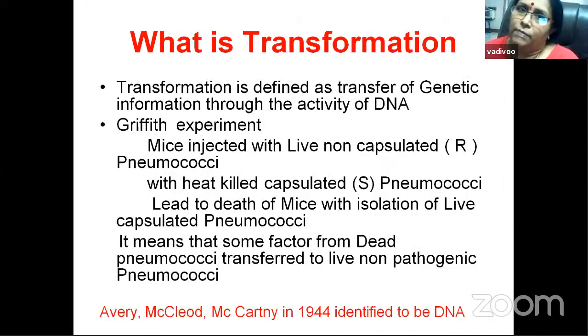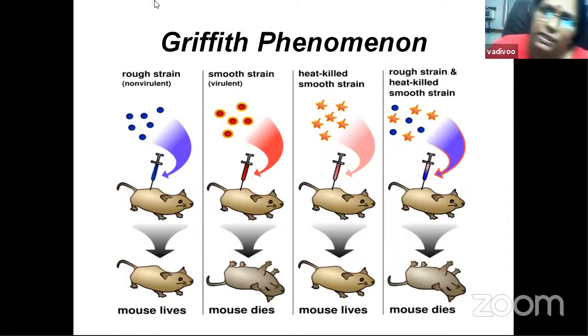So first we will see transformation. As I have told you, it is the transfer of genetic element through free DNA, naked DNA, which is present in the environment and has been released by a bacterial cell. This is the Griffith experiment. A mouse is injected with live non-capsulated, that is rough, pneumococci, or with heat-killed capsulated smooth pneumococci. The rough strain is a non-virulent strain, so the mouse lives. The smooth strain is a virulent strain. The capsule is a virulence factor of pneumococci, so naturally the mouse dies.